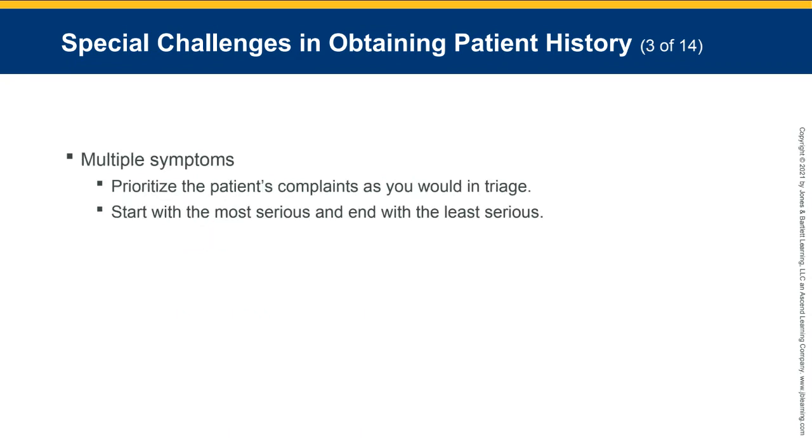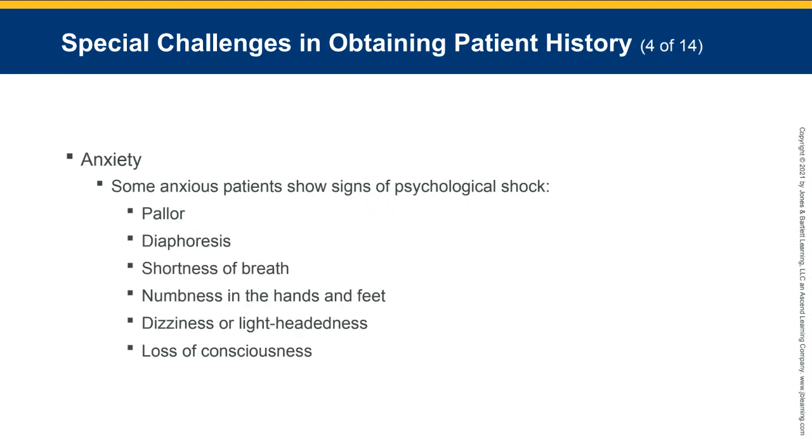You can have patients with multiple symptoms, usually a geriatric population. Prioritize the patient's complaints as you would in triage. So when you have these patients, collect the complaints and sort them out based on priority. What do you think is the priority? Whatever you deem to be the priority, that's where your assessment will be focused. Start with the most serious and end with the least serious complaint.